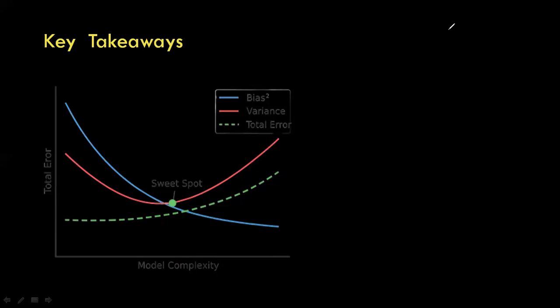To summarize, high bias is underfitting, where the model is too simple. High variance is overfitting, where the model is too complex. We need to find a balance between bias and variance to build a model that generalizes well. That is what I have demonstrated as part of this visualization also.